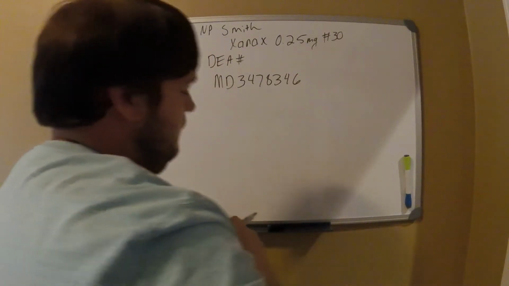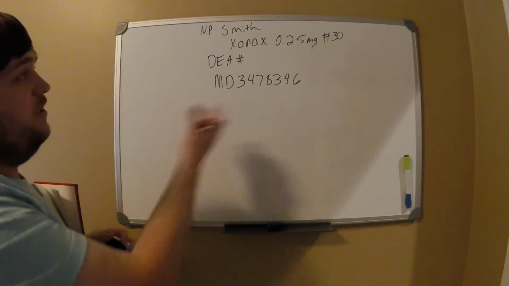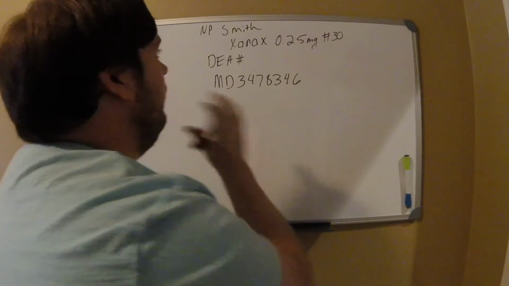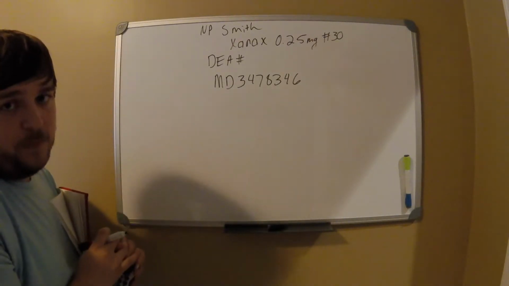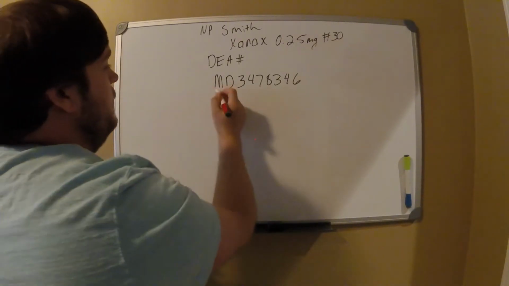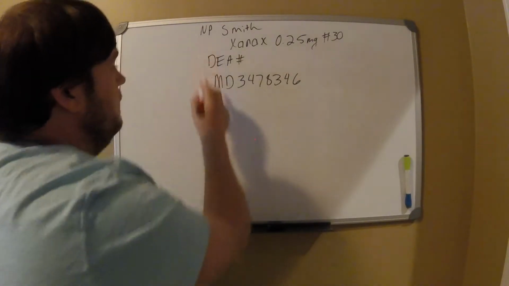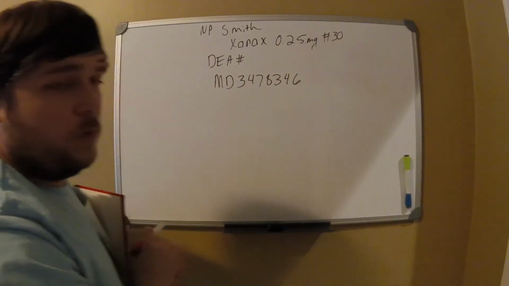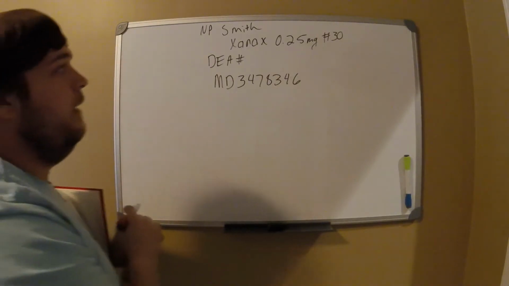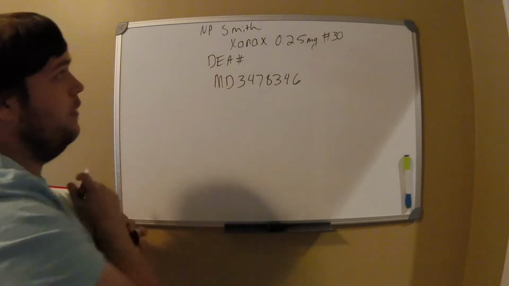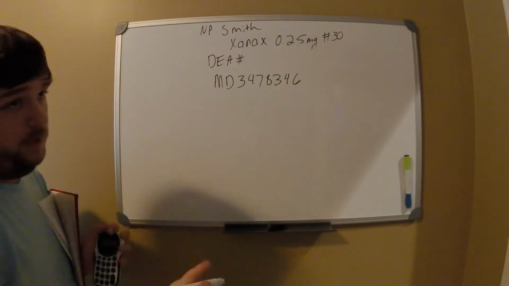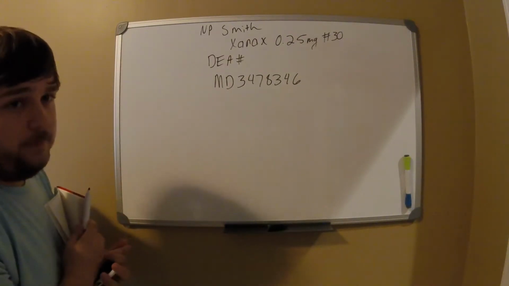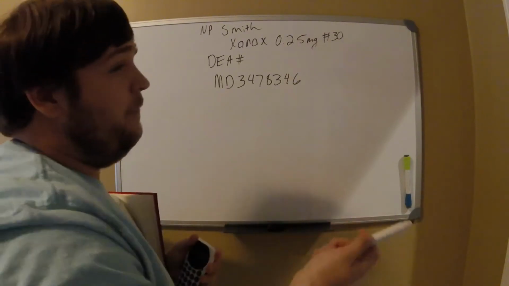Now, at first glance, do you think this is a correct DEA number for Nurse Practitioner Smith? Okay, we know she's a nurse practitioner, so we know it's not going to be an A or B, so that makes sense. It starts with an M. We know that his or her last name is Smith. We don't know if it's a he or she. But the letter is D. So that kind of throws a red flag.